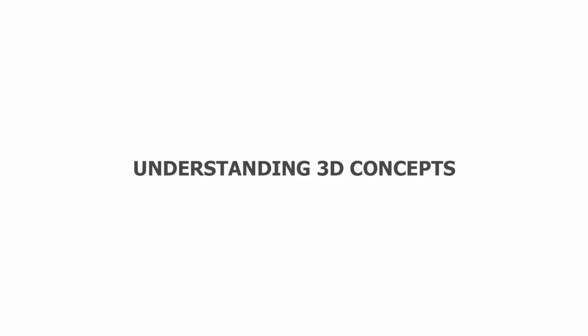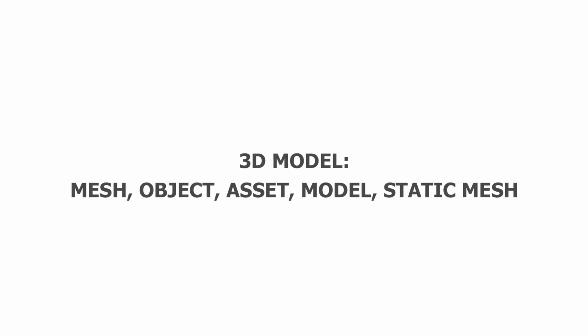Next, as you begin to learn Maya and Maya modeling, you need to understand a few fundamental 3D modeling concepts. So there are different types of words that are used to describe a 3D model. And for a beginner, this is often very confusing because they think it means something different for each of these terms. So you may hear mesh, object, asset, model, static mesh, and all you need to know is that all these mean the same thing. It is a 3D model created in Maya or some other software.